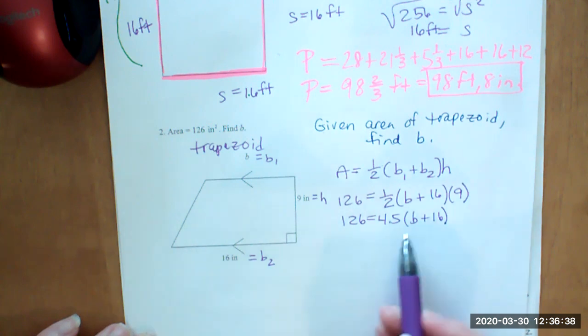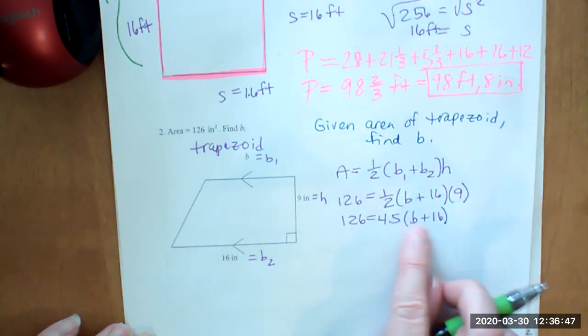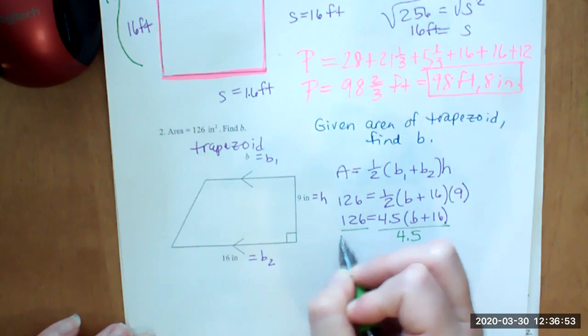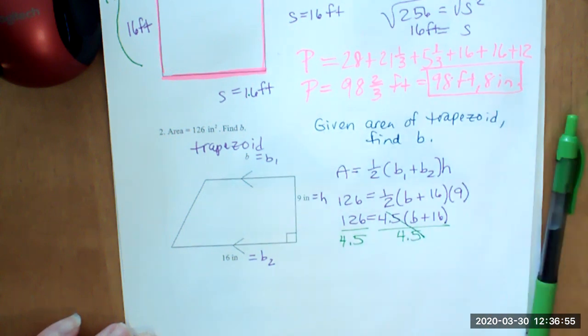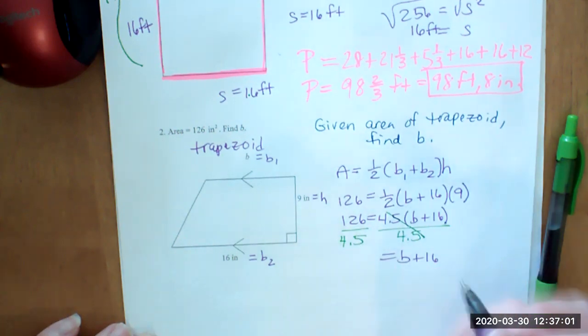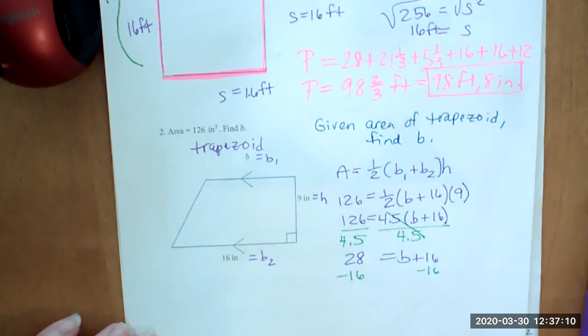Okay. Now you have options here. I know some of you might tend to distribute. What I suggest though is even simpler. We can divide both sides by 4.5 and then isolate the value inside parentheses. So I'm going to divide by 4.5 on both sides. And I've got B plus 16 equals 126 divided by 4.5, which is 28. Okay. I will then, of course, subtract 16 from both sides, and I'll end up with 12 inches for the base. Okay. So again, pause the video if you need to.